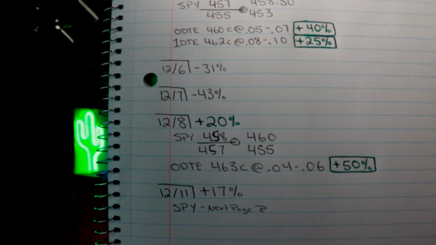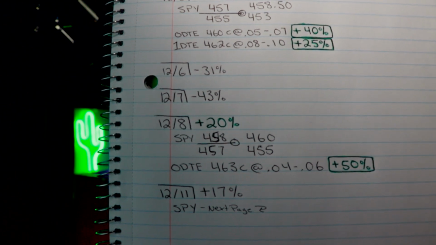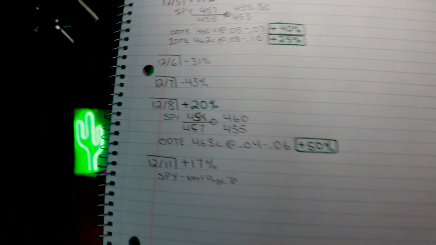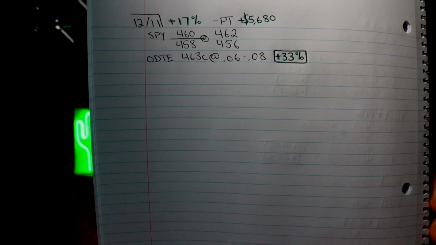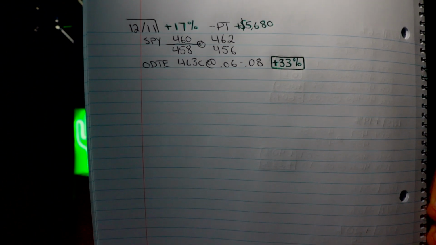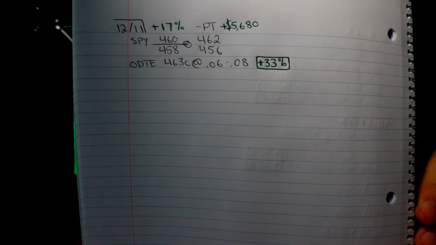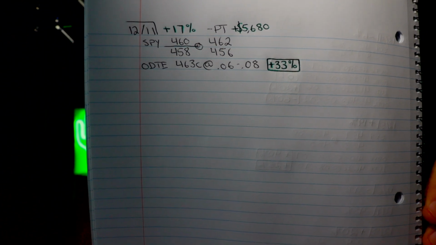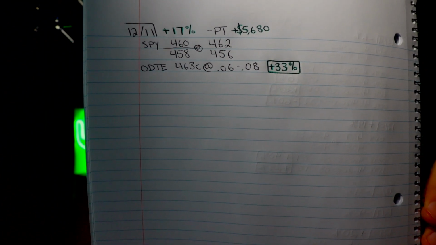So Friday, plus 20%. I took one trade for a nice 50% gain, 0 days till expire. And if we flip on over here, looking at today, I took one trade, 0 days till expire for 33% gain. And that brought the account up 17%. And you can see right there, the PT 5680.